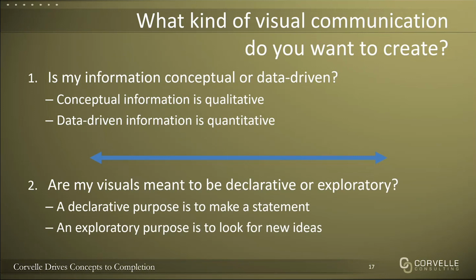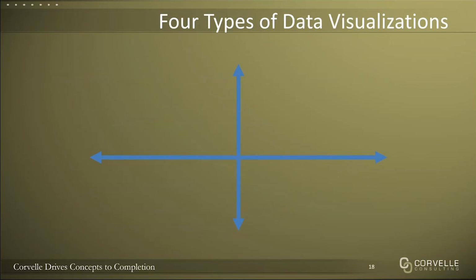And the other question we ask ourselves: are my visuals meant to be declarative or exploratory? Declarative is to make a statement. Exploratory is to look for new ideas. So that creates the other axis. So the answers to these 2 questions lead to every consultant's favorite chart, the 4-quadrant chart.